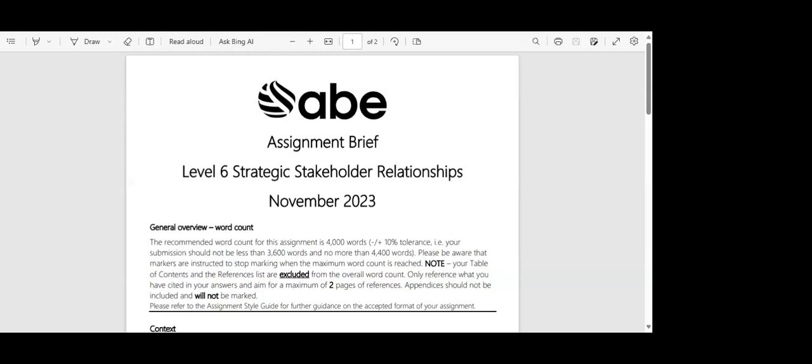So be strict with that. Your table of contents and reference list are excluded from the overall content word count. So you have to check the word count. You can see it in the Word document: go to Review and press Word Count. You should count everything except the table of contents and the references. Only reference what you have cited in your answers, and aim for a maximum of 2 pages of references. The appendix should not be included and will not be marked, so there is no point in adding an appendix.